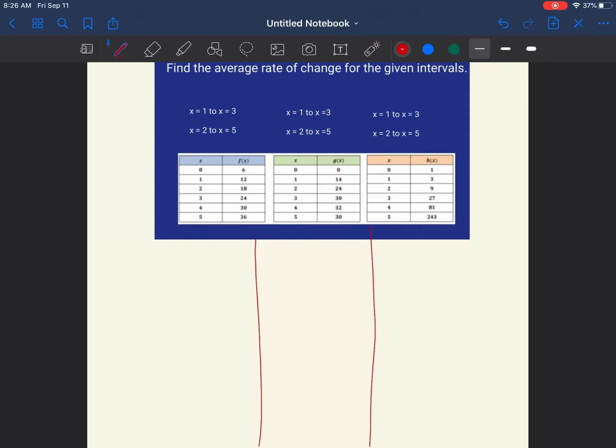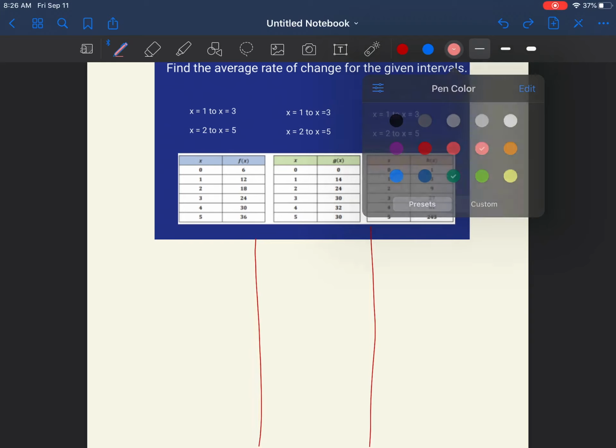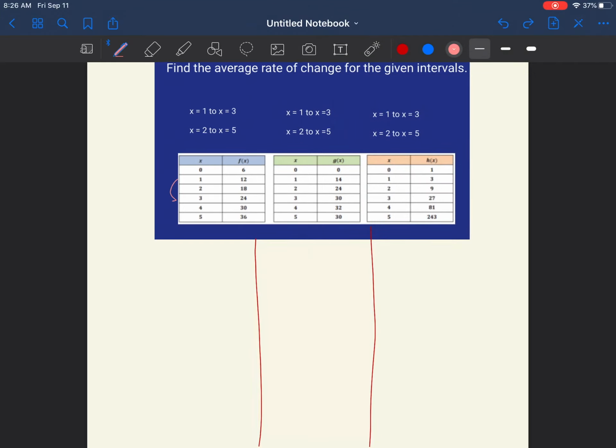We're going to go from x equals 1 to x equals 3. You should know from our earlier videos how to find it in a table. I just need to look from 1 to 3. So from 1 to 3, that's my change in x, plus 2. And my corresponding outputs go from 12 to 24. That's a plus 12.